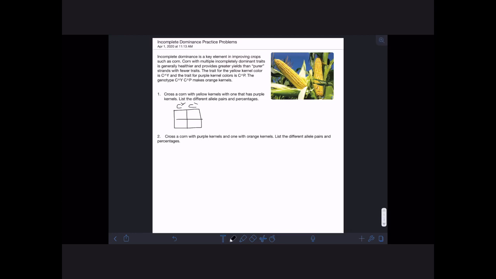So as I write my Punnett square, I write the corn with yellow kernels crossing a corn with purple kernels. So CY crossed with CP. And I know that there's only one possible outcome from this since they're all going vertically and horizontally. So the only outcome is corn with orange kernels. So that would be CY-CP.